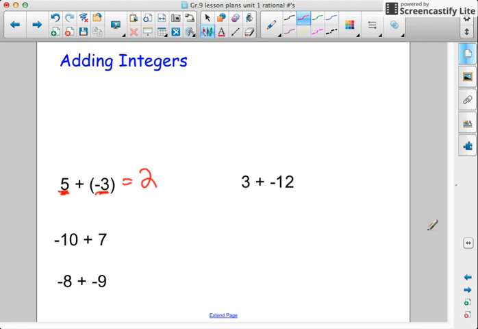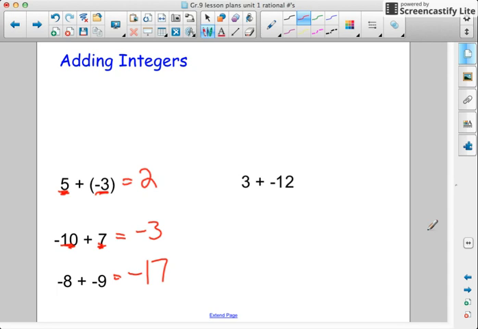Okay, or the next one, you have a debt of $10. You gain $7 back. So what is your total going to end up with? Well, you're still going to owe $3 or have a negative 3. On this one, negative 8 plus negative 9. If you have a debt of $8 to someone and you have to add another debt of $9 more onto it, well, you're going to owe a total of $17. So that's going to be a negative 17.